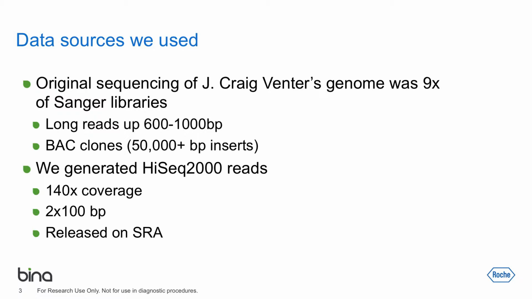To generate this real data validation set, we leverage some existing data sources, such as the reads from Craig Venter's genome. These were long Sanger reads of up to 1,000 base pairs. They also included many BAC clones with large insert sizes, useful for validating insertions. We further generated a high coverage dataset of HiSeq reads, and all of this data has been released on SRA.